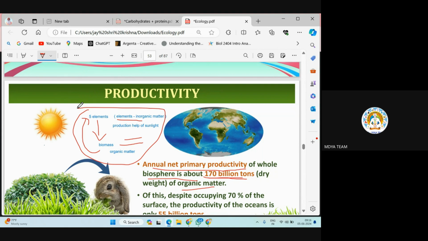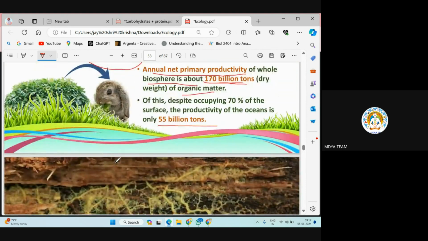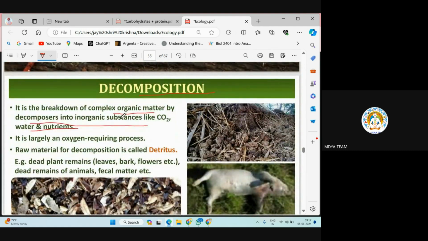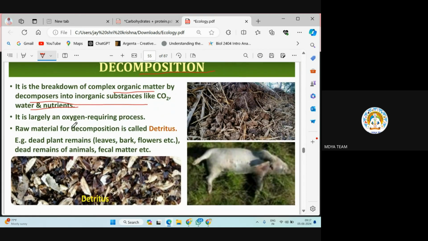If only production was there, after some time these 5 elements would not remain on earth, because everything would be converted into biomass. So the conversion of biomass into 5 elements is also very much important, and this is known as decomposition. Decomposition is the breakdown of complex organic matter into inorganic substances. It is largely an oxygen requiring process. In production, the plants are producing oxygen. In decomposition, the decomposer will use oxygen.